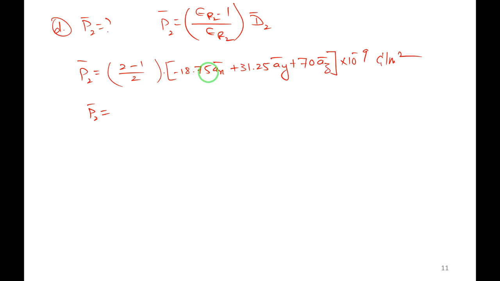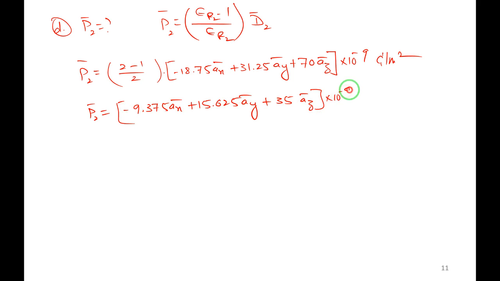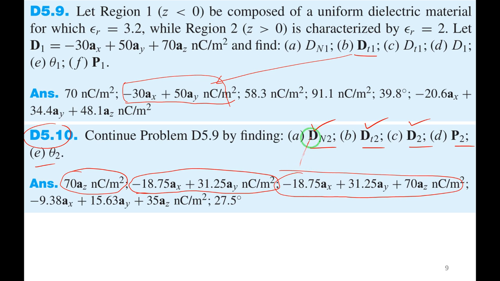So 18.75 divided by 2 is minus 9.375 ax. Then 31.25 divided by 2 is 15.625 ay. 70 by 2 is 35 az, into 10 power minus 9 coulomb per meter square. So this is over, right? So minus 9.375, plus 15.625, plus 35. This is over.